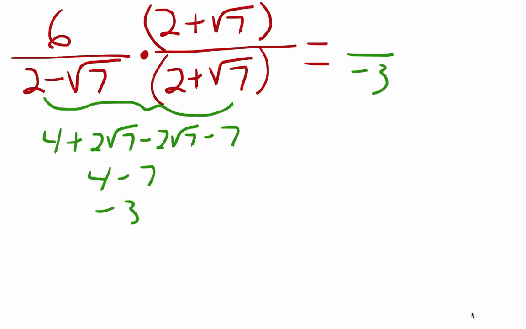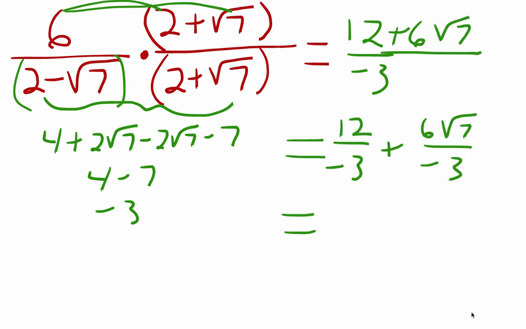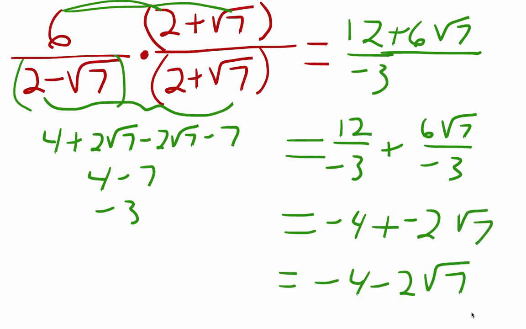Alright, I have 6 over 2 minus square root of 7. You have to get rid of the square root, so I'm going to take it times its opposite, which is called the conjugate. So I'm going to take it times 2 plus square root of 7 on the top and bottom. In the bottom, you can see in the green, I FOILed that, and I got negative 3 as my final answer. Then if I distribute the 6 to everything in here, I'd have 12 plus 6 square root of 7. I can separate each one, because now I have negative 3 underneath both of them, so that'd be negative 4 plus negative 2 square root of 7, which would be negative 4 minus 2 square root of 7.